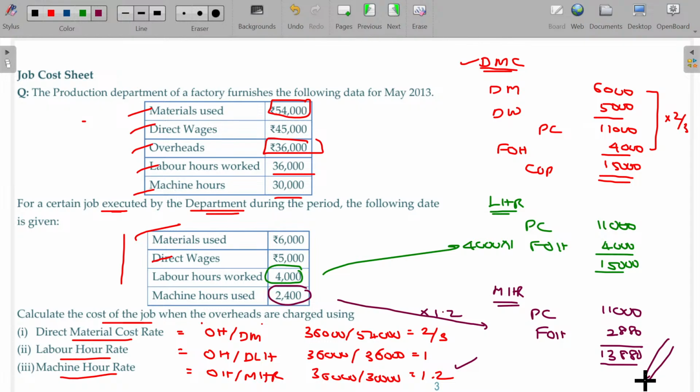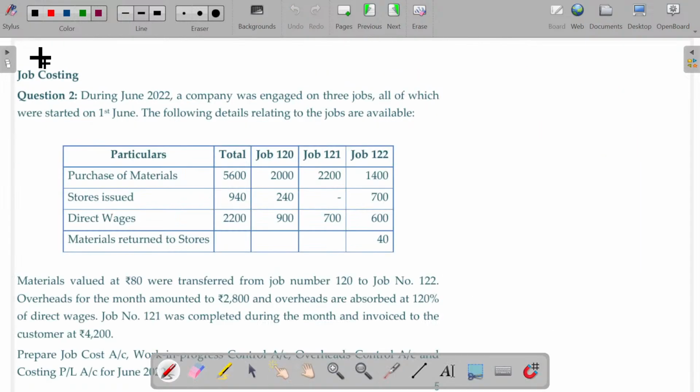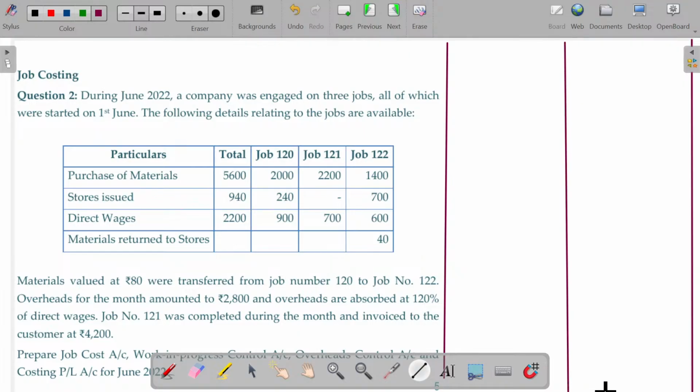Now, next illustration. I will give a format here. Normal manufacturing account like this will appear.